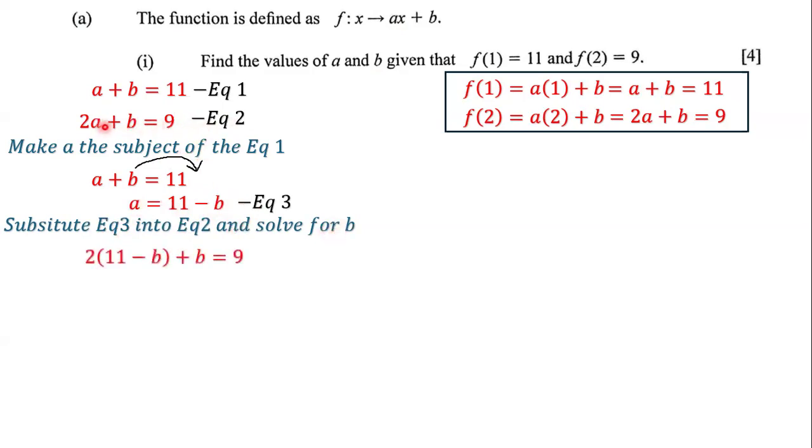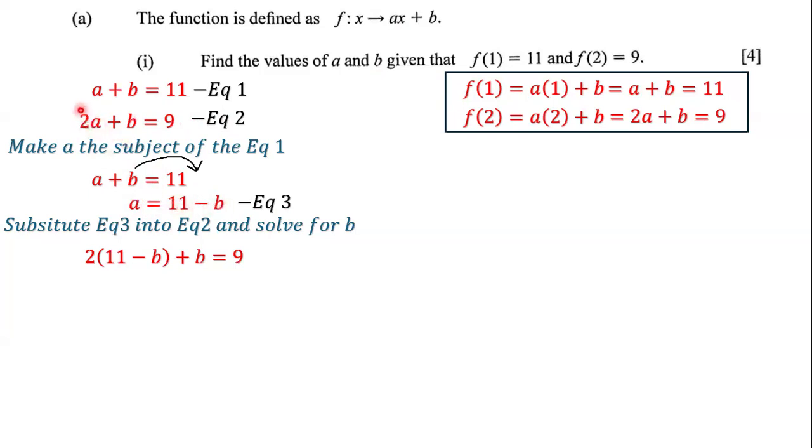This is equation 2 right here. Equation 2 is 2a plus b is equal to 9. Remember what a is: a is equal to 11 minus b. So we're going to take this equation and put it inside of this. So we know that a is equal to 11 minus b.